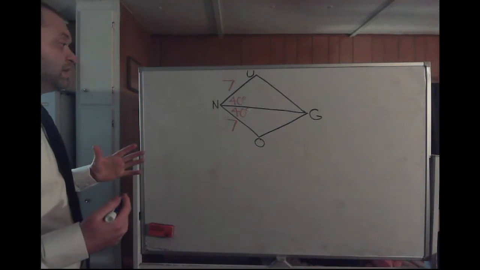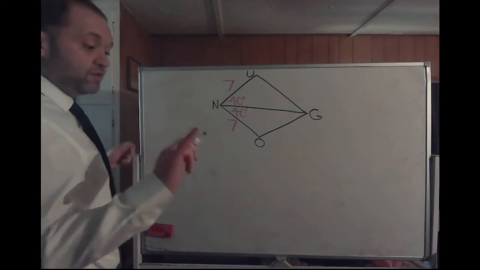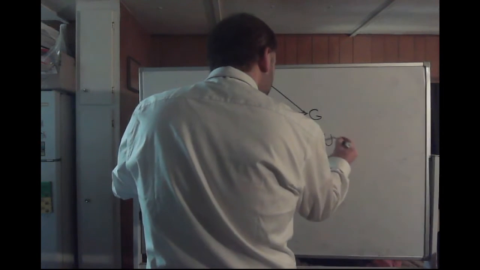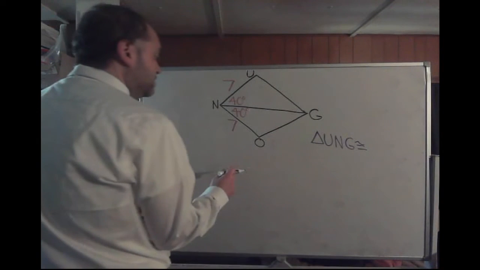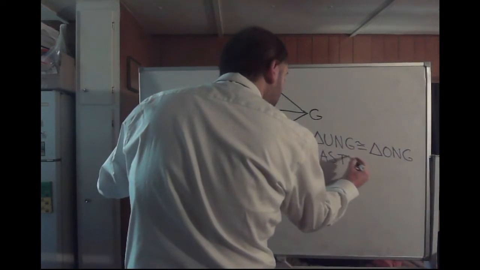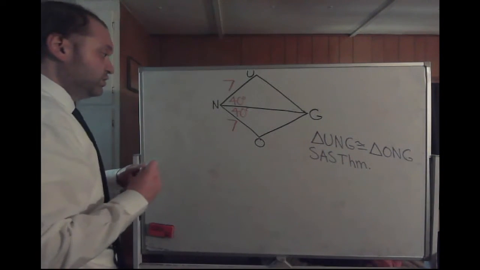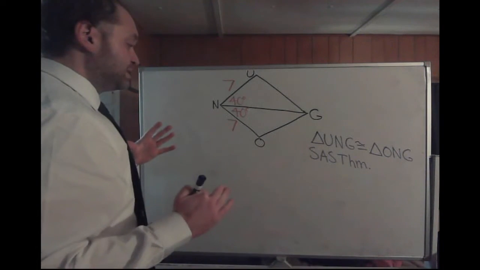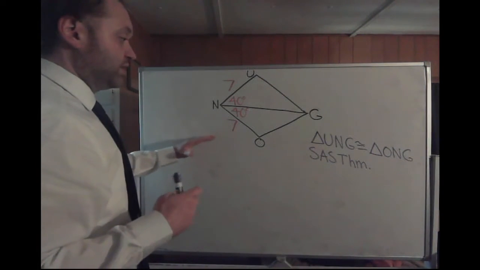So we actually can conclude first and foremost that triangle UNG is congruent to triangle ONG. This is going to be by the side angle side theorem. By the side angle side theorem of equality, we can conclude that these 2 triangles are congruent.